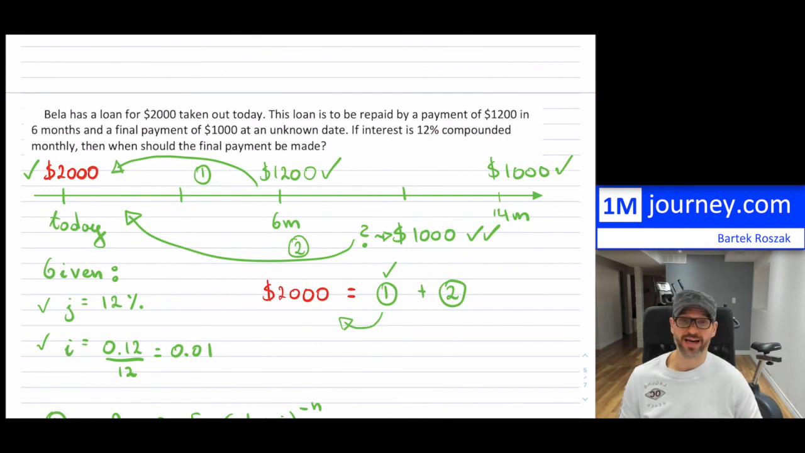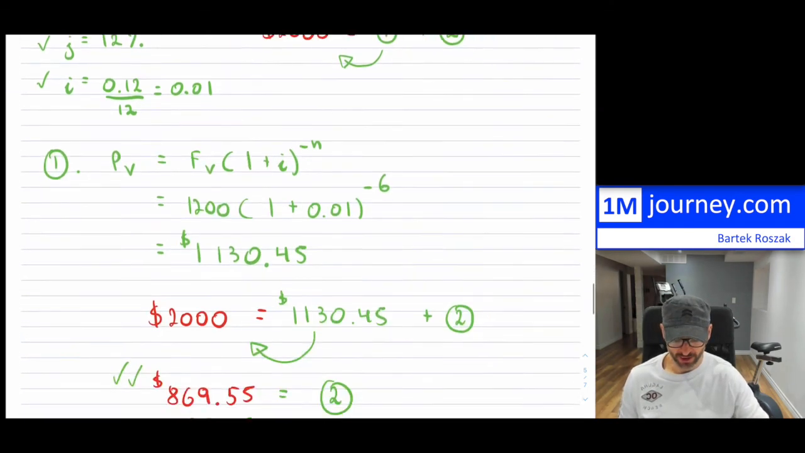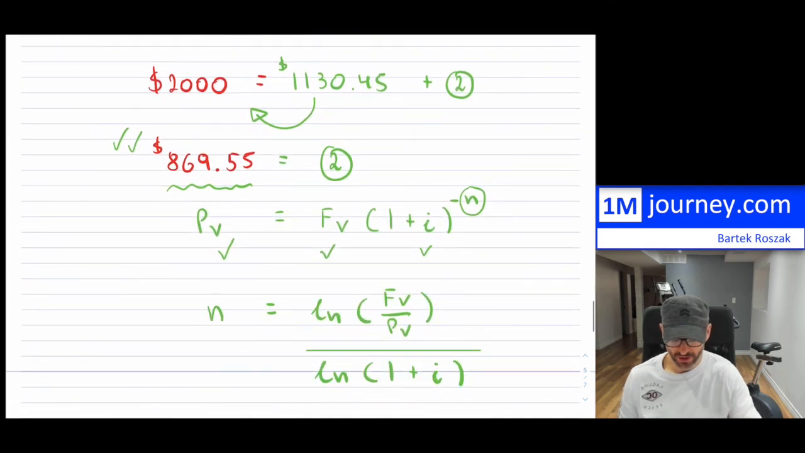This is a fantastic example. It's not an easy one because it combines equivalent values with finding the compounding number of terms n that you would have.